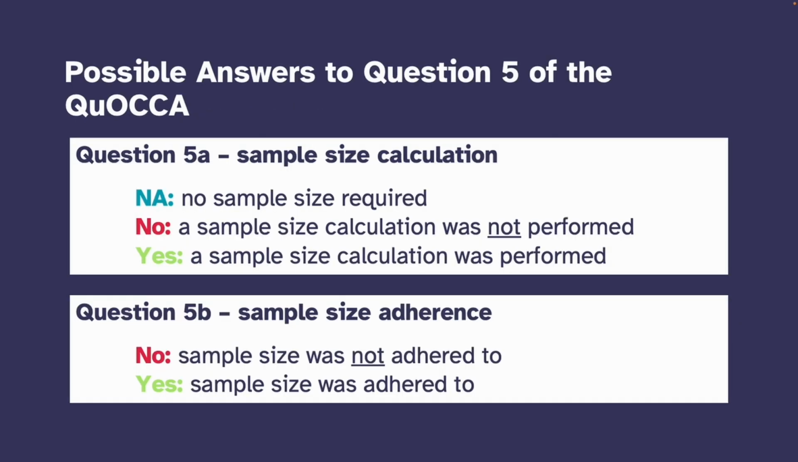For question 5a, sample size calculations, the answers include NA, no sample size required, or no, a sample size calculation was not performed, or yes, a sample size calculation was performed. For question 5b, adherence to the sample size, answers include no, the sample size was not adhered to, or yes, the sample size was adhered to.